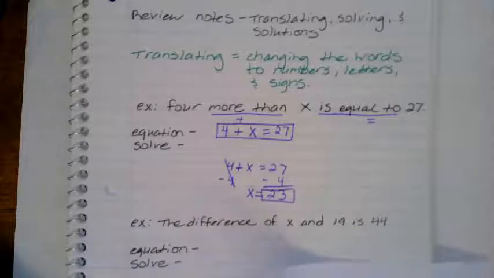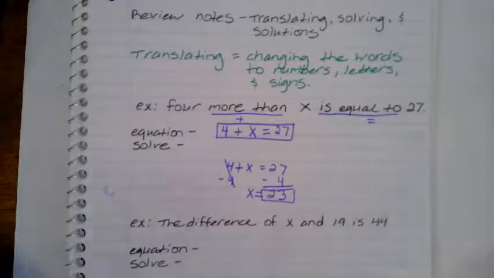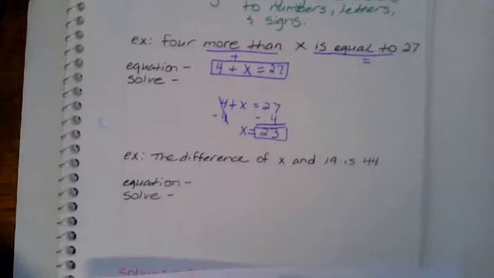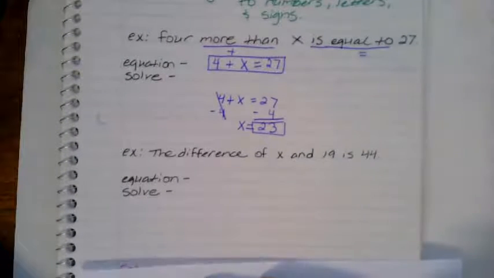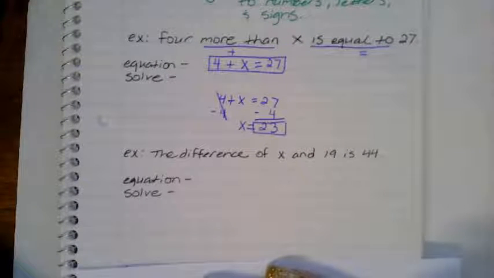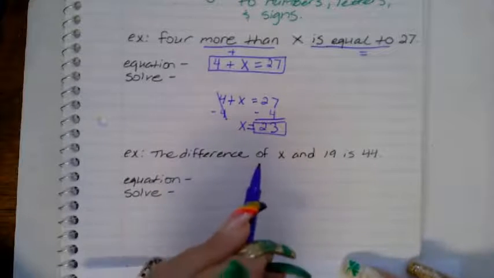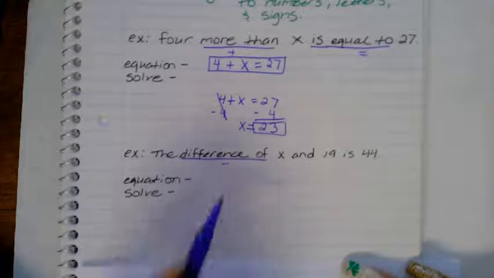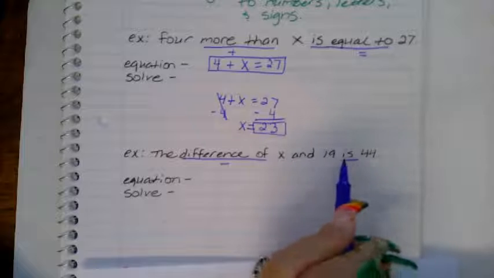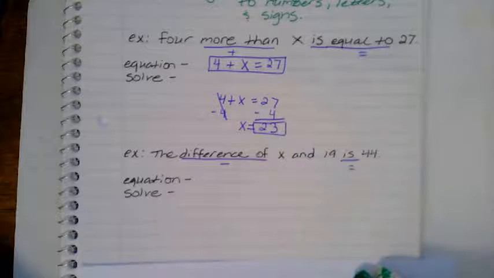All right, let's look at another one. We have the difference of x and 19 is 44. I want you to write that down. If you need to pause to do it, go ahead, because I'm just going to keep working. The difference of means to subtract, right? And then this word "is" is our equal sign.